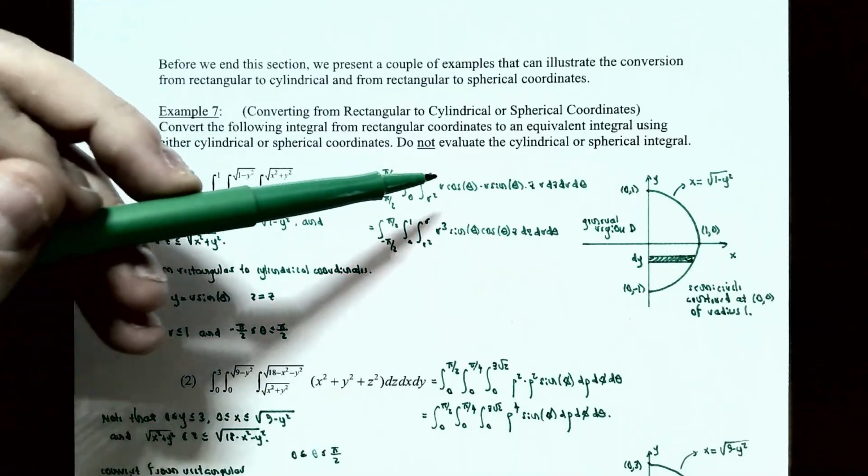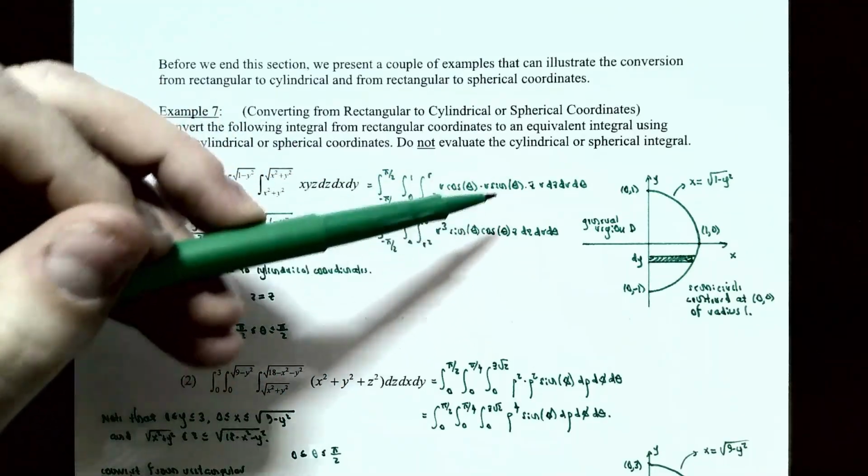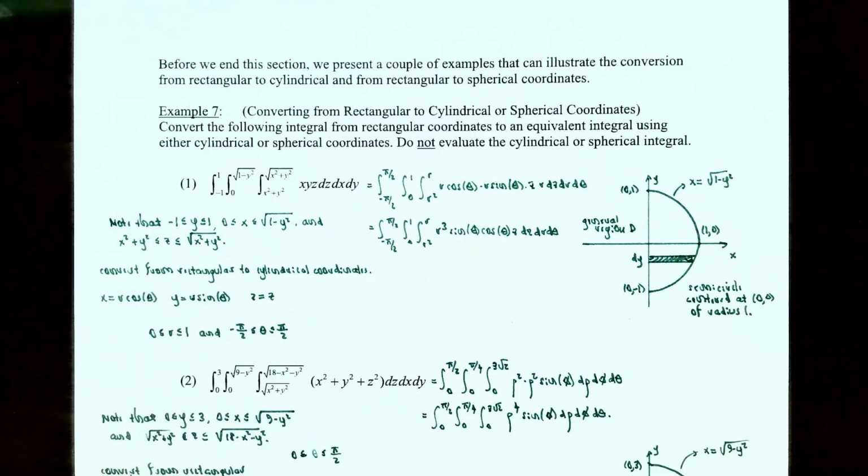Your integrand becomes r times r times r, so you have r cubed, sine theta times cosine theta, and then you also have times z. The value of this triple integral using cylindrical coordinates will be equivalent to the value of this triple integral, which was in rectangular coordinates originally.